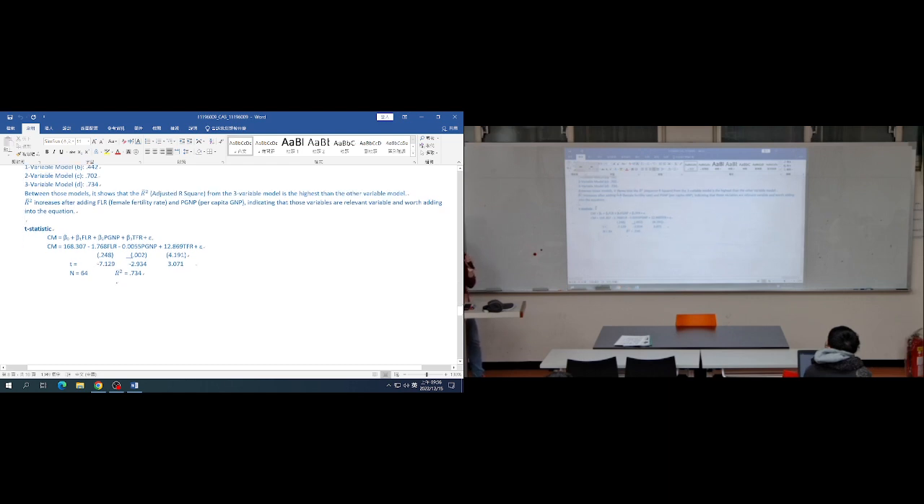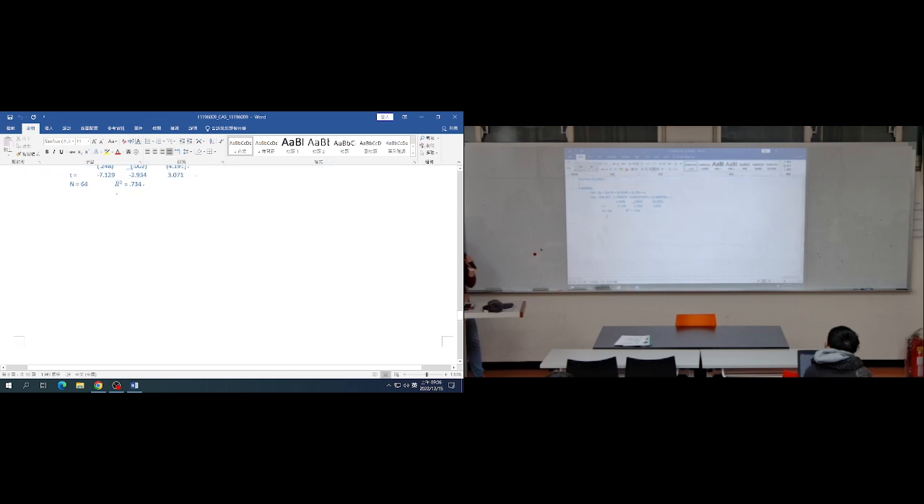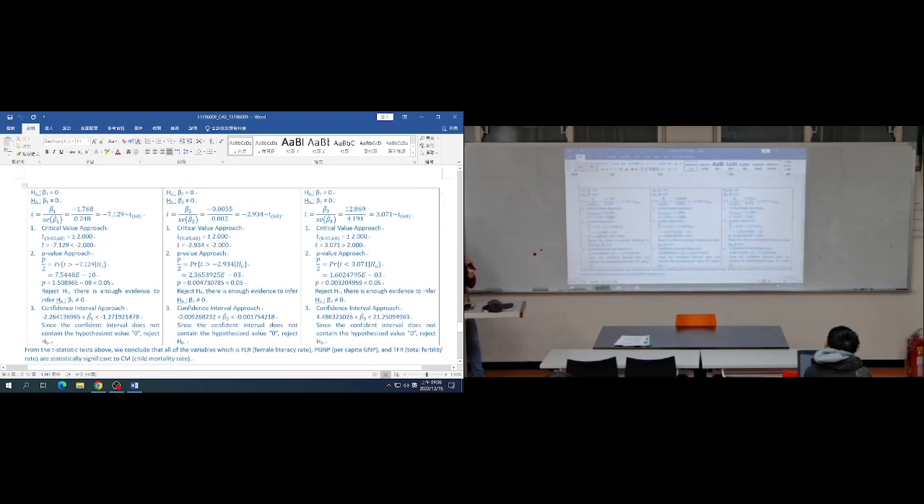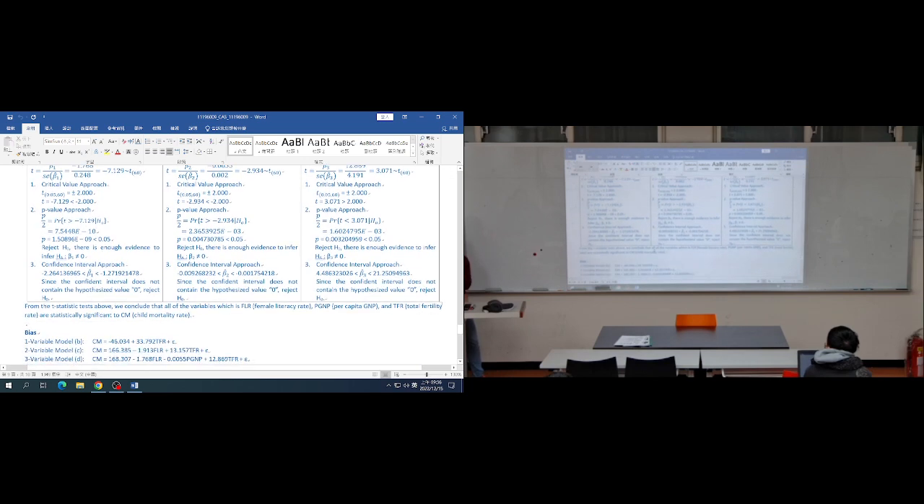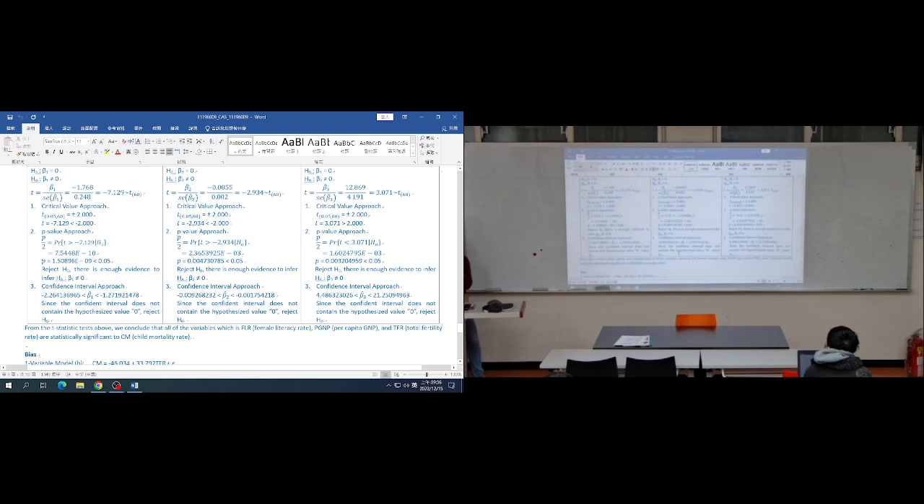The second test is about the t-statistic. We calculated this before using the critical value, p-value, and confidence interval approaches. It is concluded that all of the variables, which are FLR, PGNP, and TFR, are statistically significant to CM. All of these tests support that the variables are important.